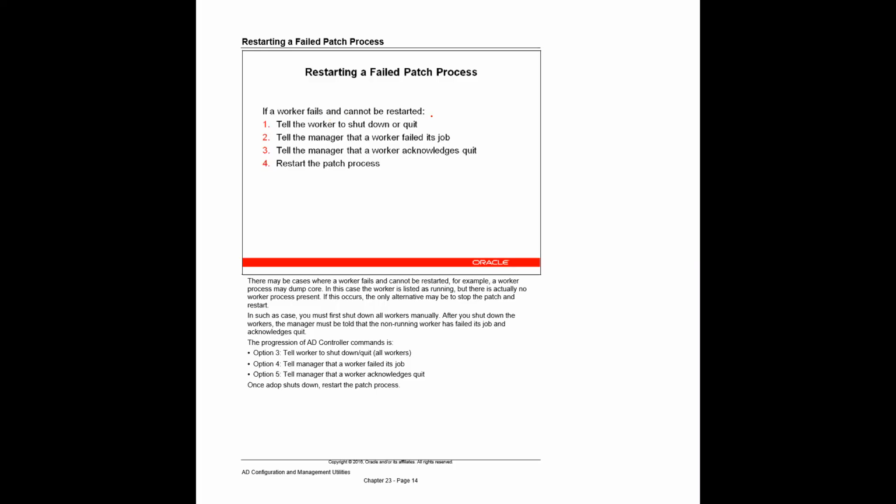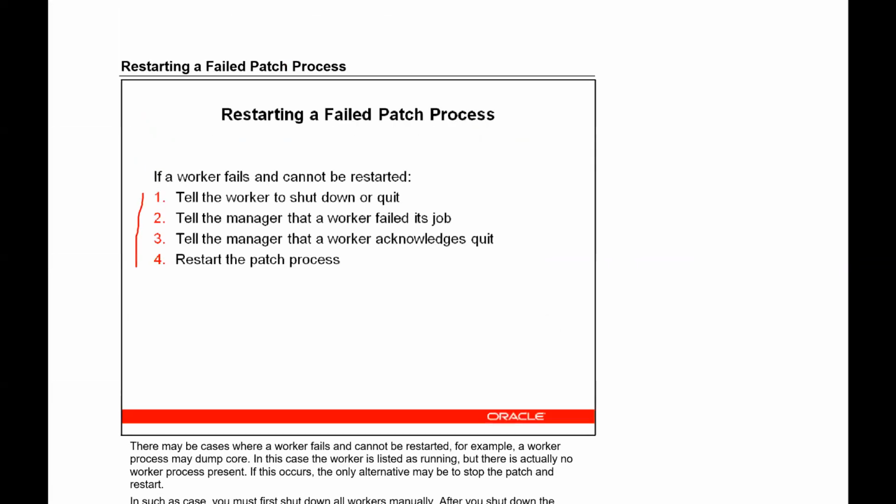If a worker fails and cannot be restarted, so sometimes the worker fails and it cannot be restarted for some reason, then in that case you have to follow this one. You tell the worker to shut down, tell the manager that a worker failed its job, tell the manager that the worker acknowledged quit, then we restart the patch process. If it is not able to start, then you have to follow this.